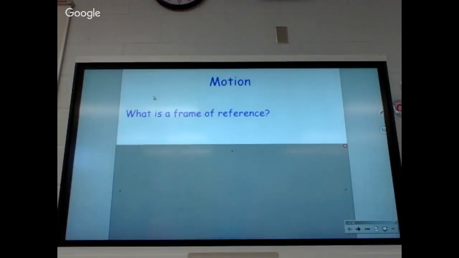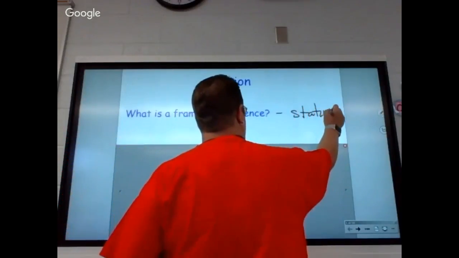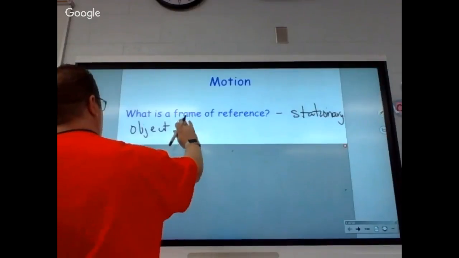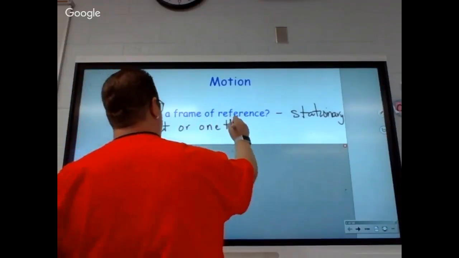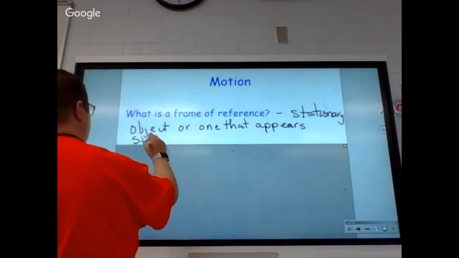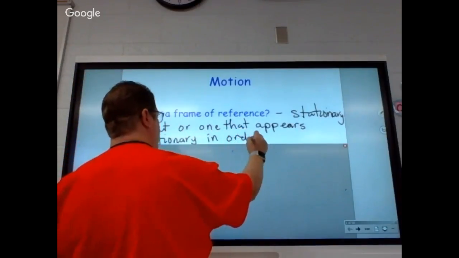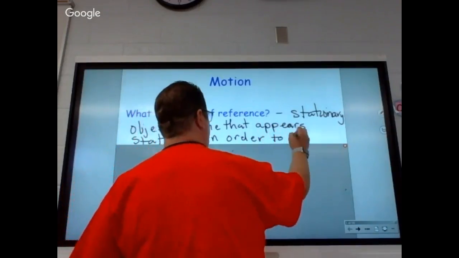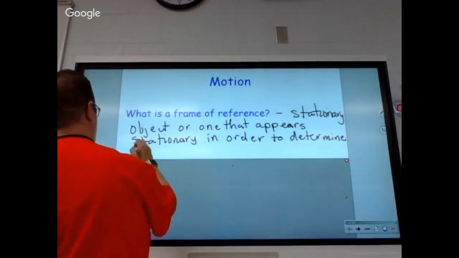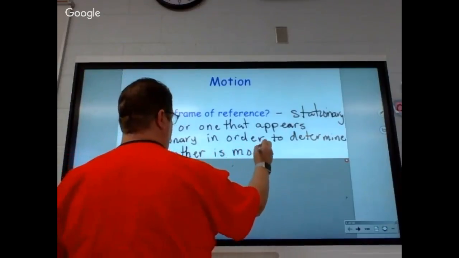So what is a frame of reference? A frame of reference is a stationary object, or one that appears stationary, in order to determine if another is moving.